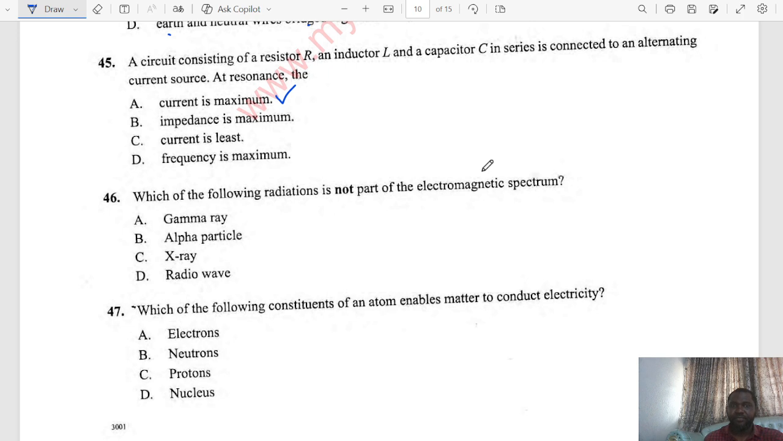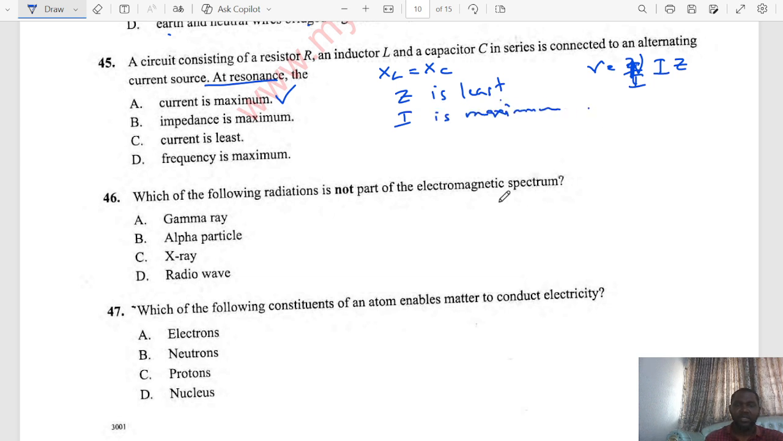Now there are different things that we should know about resonance. First of all, at resonance, XL is equal to XC, and that's the reason why the impedance is least at that point. Since voltage is equal to current times impedance, and impedance is least, current is maximum in this case. These are some of the things that you should know about this. And again, you should know that the impedance is equal to R, the resistance.